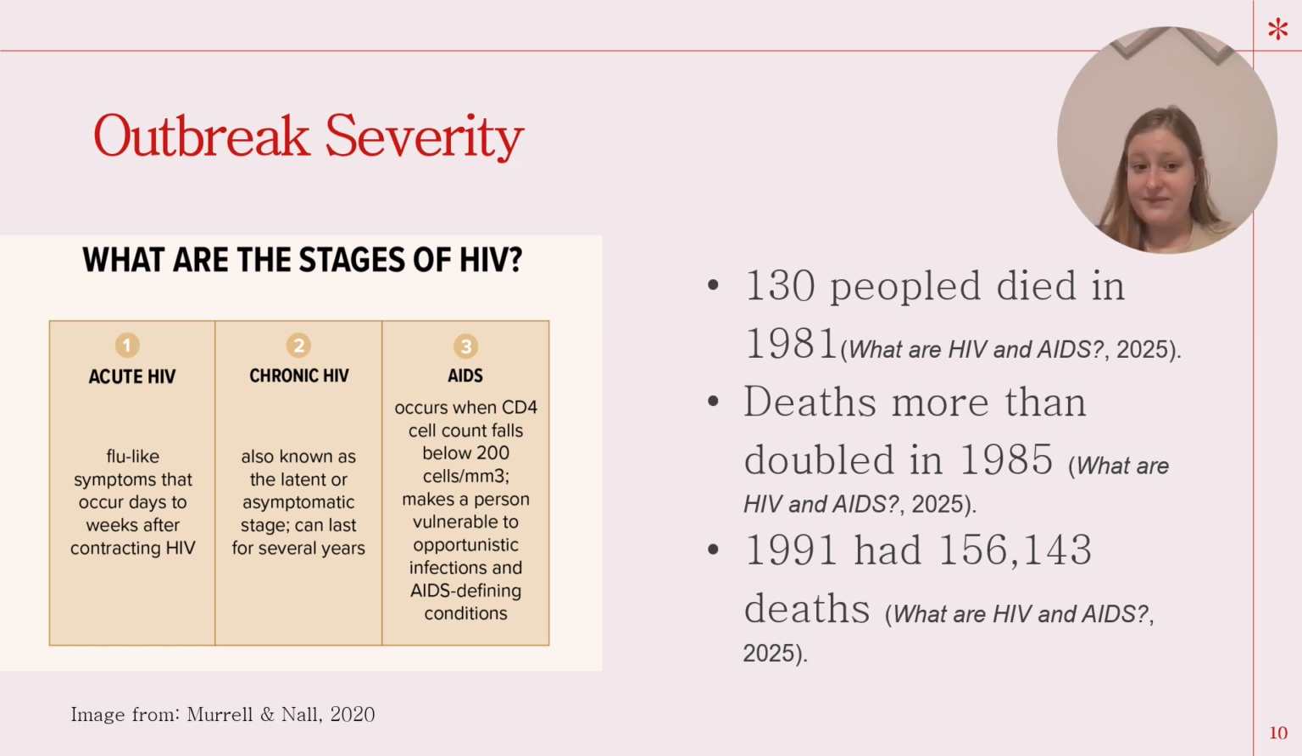156,143 deaths. I also included this graphic over on the side just to show the different stages of HIV, as I feel like that was important to show with the severity of the outbreak information, because there are different stages to HIV.